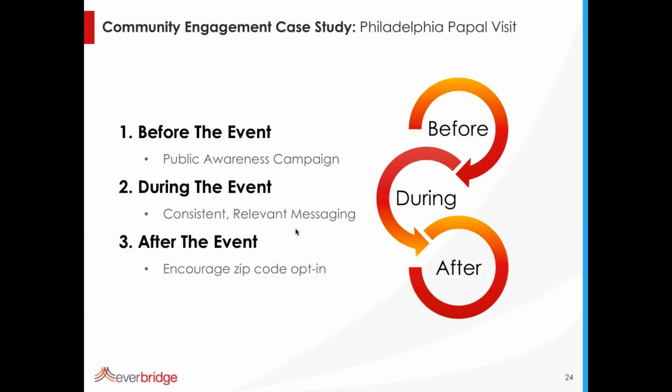So what kind of messaging do residents, do opt-ins want to hear during the actual event? And then after the event, if a user is opted into one particular group, how do you encourage them to opt into additional information?